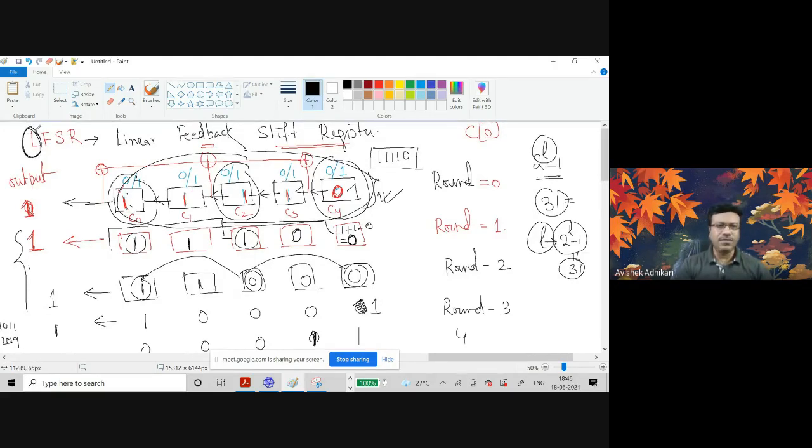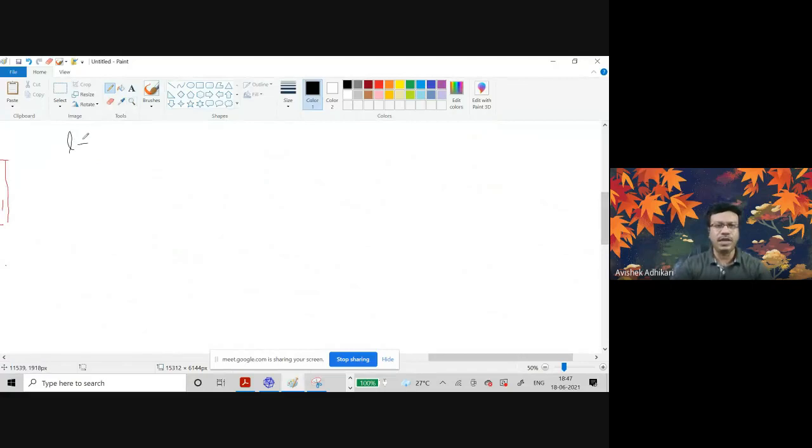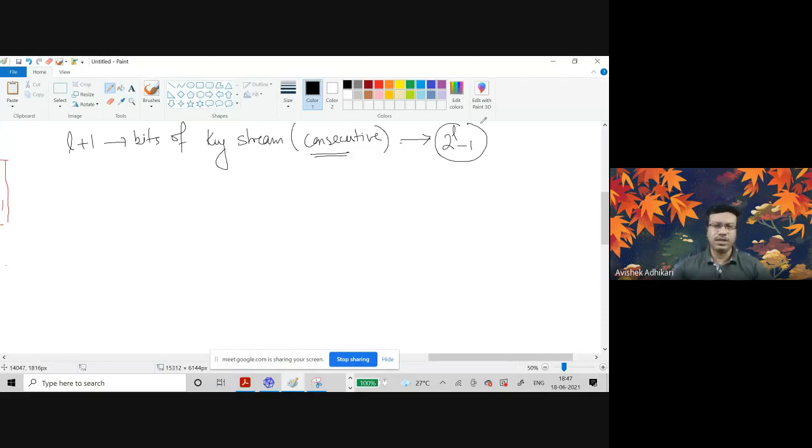And if it is a linear function of, say, L bits of initial state, then it might happen that if you have L plus 1 consecutive bits of the key stream, then you are in a position to get the whole key stream. That means if by any means you come to know only L plus 1 bits of the key stream, and that too consecutive, then you will be able to guess the maximum length of 2 to the power L minus 1. Then you are basically done.